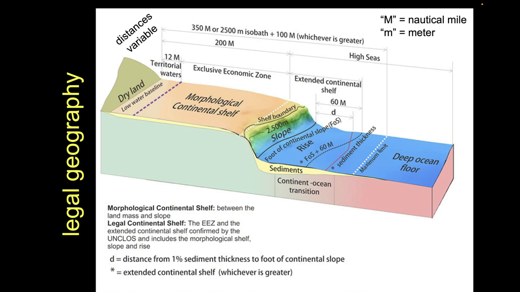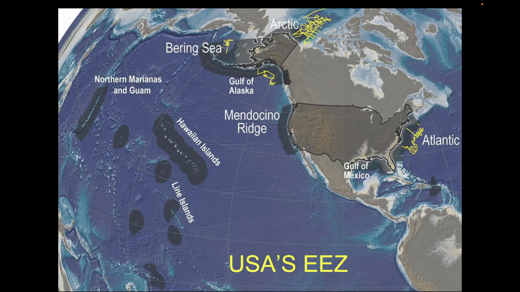So you'll see some of these types of things in legal geographies, where this might be for a particular country and this might be for a particular state. You might have a pretty clear exclusive economic zone that might fall all on a continental shelf or whatever, but again, realize it is variable. Okay, let's look at our exclusive economic zone.